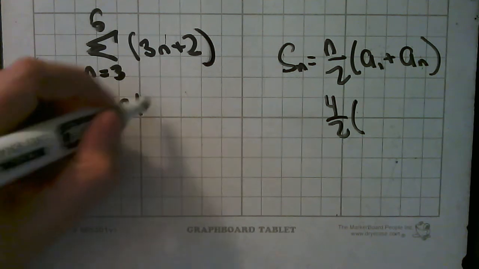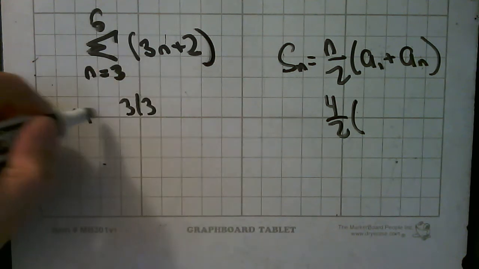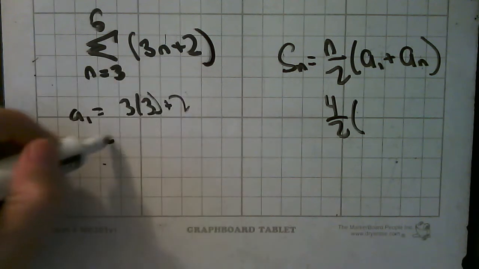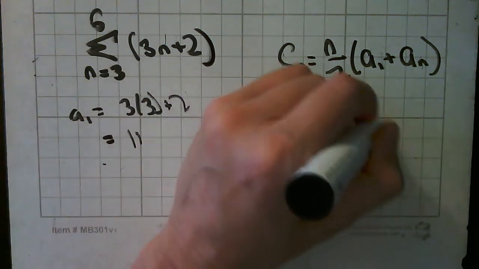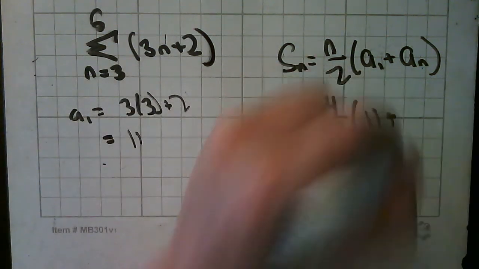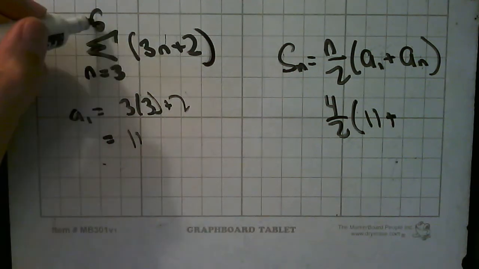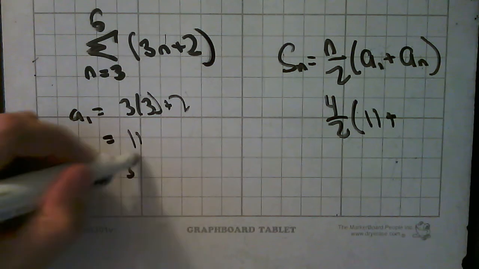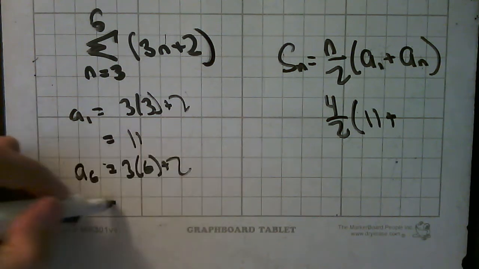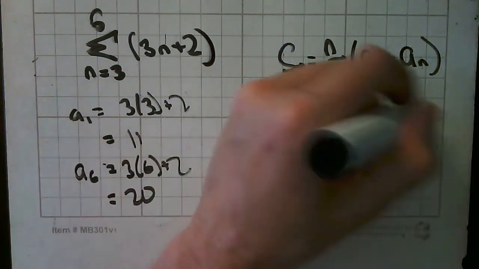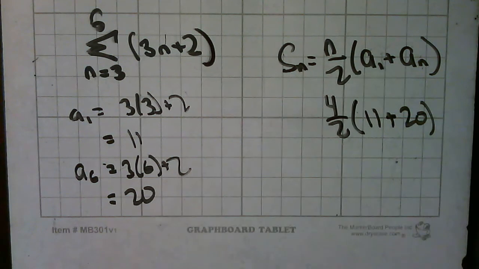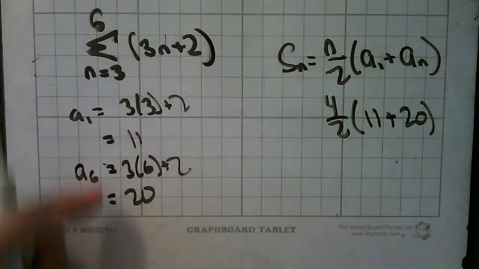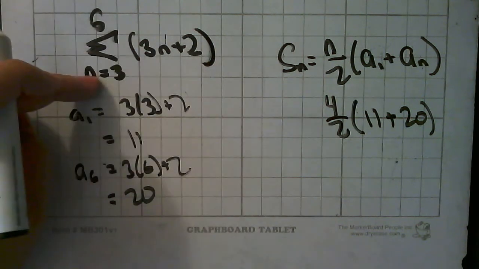Our first term we can solve for by plugging in 3. So we got 3 times 3, so this is A1, plus 2 is going to give me 11. So that's what we got before. And our last term here, we're going to plug in the last term. So A6 here in this case, 3 times 6 plus 2, 18 plus 2 is 20. So we have the first term by plugging it into here. Last term, also plugging it into this formula.